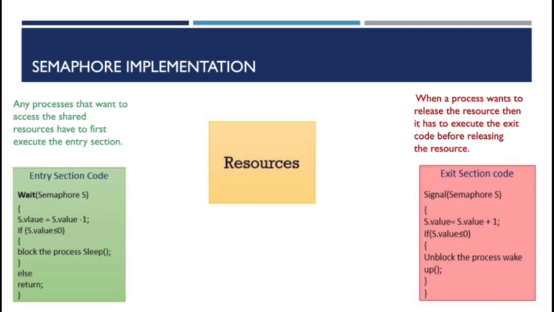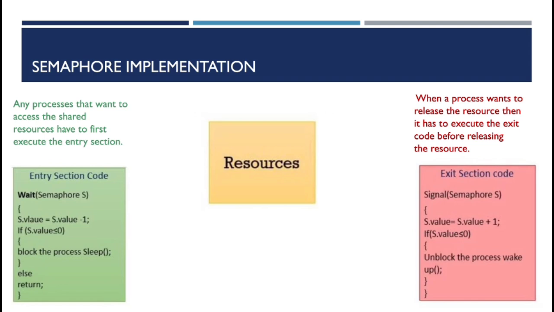Let's see how exit section code works. Now, when a process wants to release the resource, it has to execute the exit code before releasing the resource. Executing the exit code, the process increments the value of the semaphore with the signal operation, unblocks a blocked process and thereby releases the resource. The unblocked process can now try to execute the entry section code to access the resource.